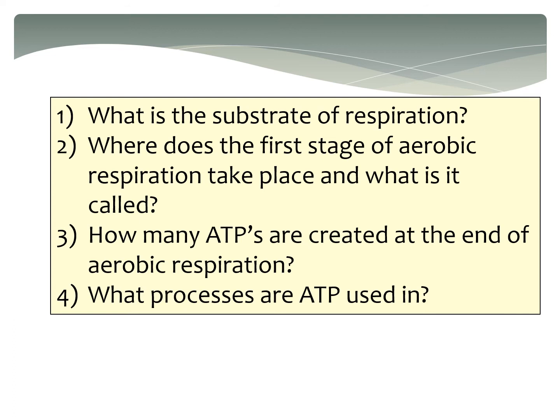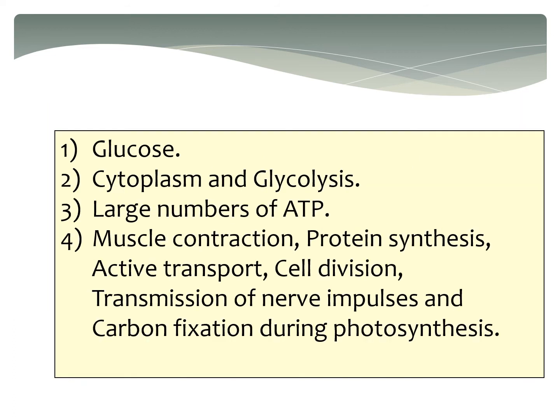So the answers to this are, the substrate would be glucose, and then the first stage of your aerobic respiration happens in the cytoplasm, and it is called glycolysis. For 3, a large number of ATP molecules are produced at the end of aerobic respiration. That's why it is so handy for your high energy required cells to have lots of mitochondria, because it means there's more ATP produced because there is more aerobic respiration.